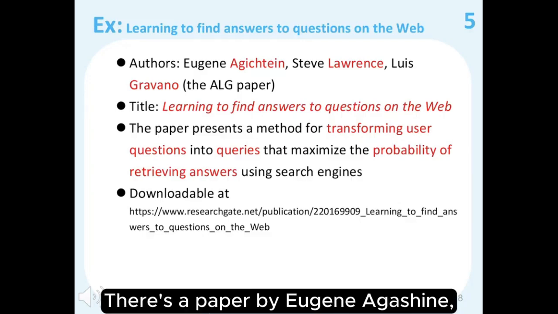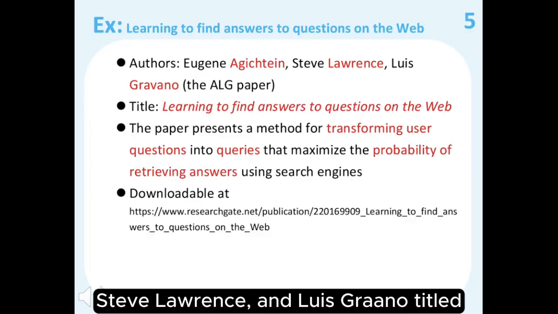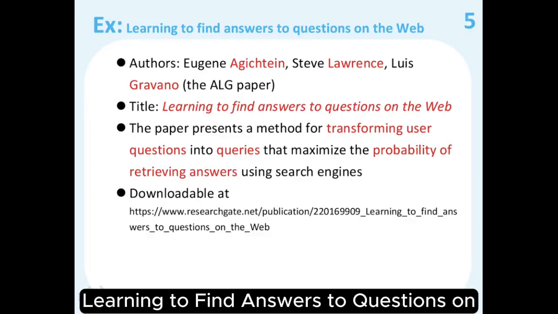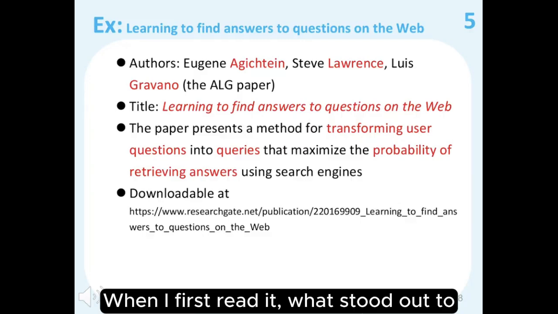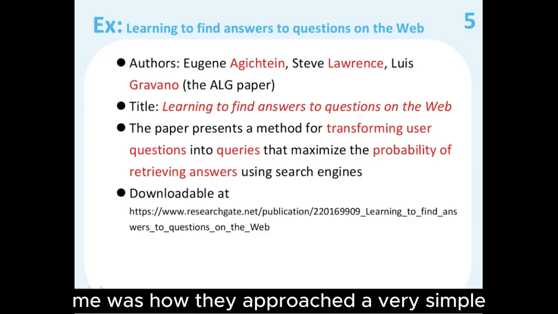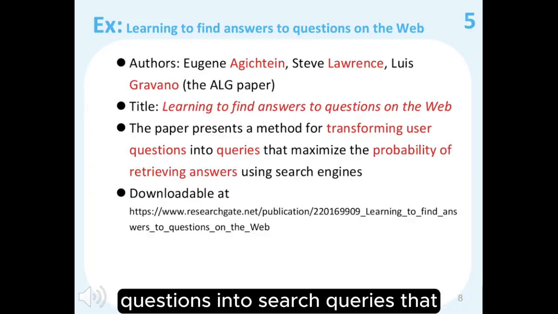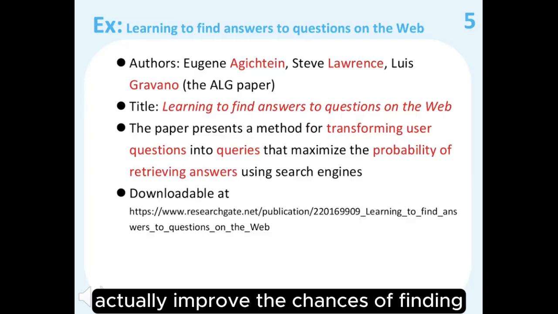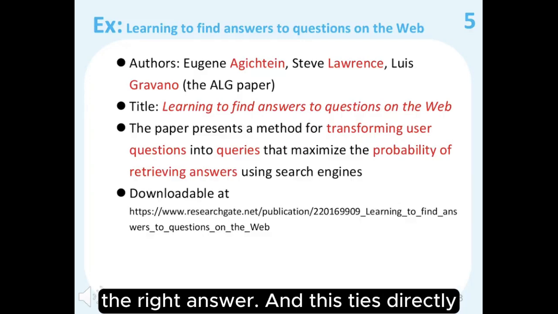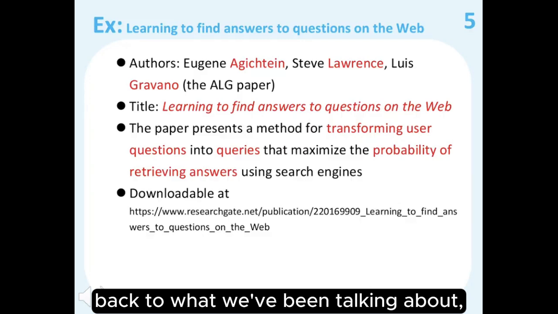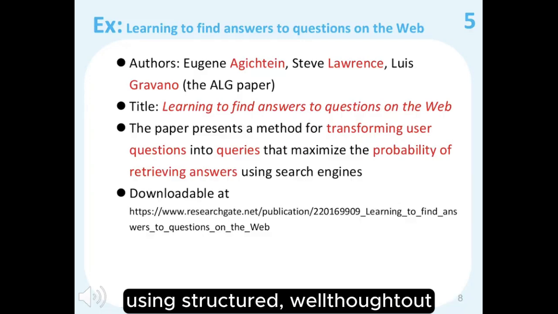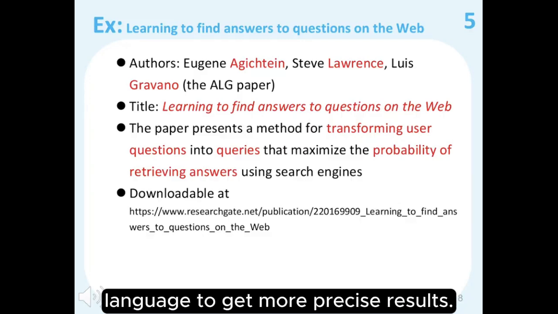There's a paper by Eugene Agichtein, Steve Lawrence, and Luis Gravano titled Learning to Find Answers to Questions on the Web. When I first read it, what stood out to me was how they approached a very simple but powerful idea, turning user questions into search queries that actually improve the chances of finding the right answer. And this ties directly back to what we've been talking about, using structured, well-thought-out language to get more precise results.